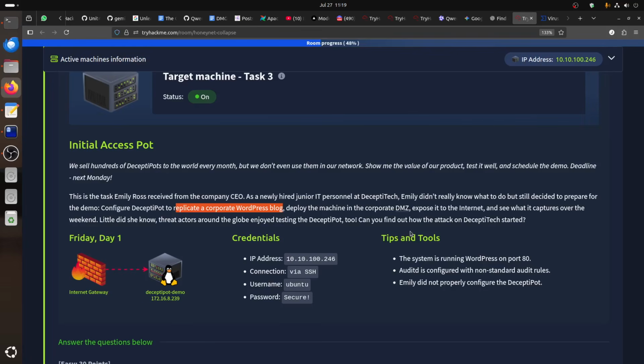Can you find how the attack started? They give us the IP address, connection, username, password. The system is running WordPress on port 80. Auditd is configured with a non-standard audit rule. Emily didn't properly configure DeceptiPot.